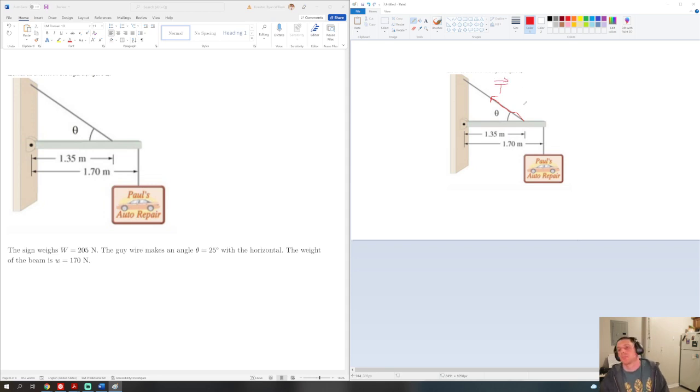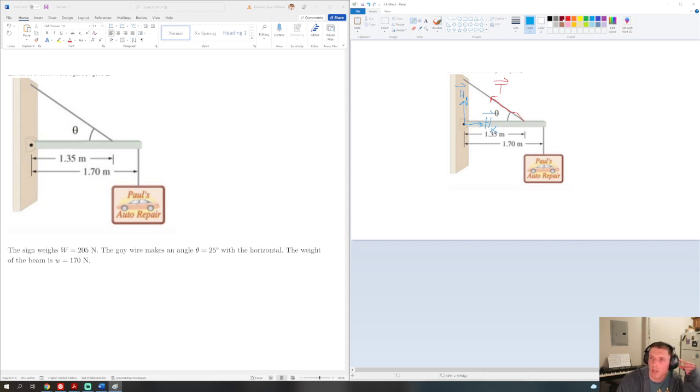Okay, there's that. Now we're going to do this thing about the hinges, because the beam is definitely in contact with the hinge, so we have to guess about what the force might look like there. So I'm going to do exactly what I said: there's an x component to the hinge force, Hx, and there's a y component to the hinge force, Hy.